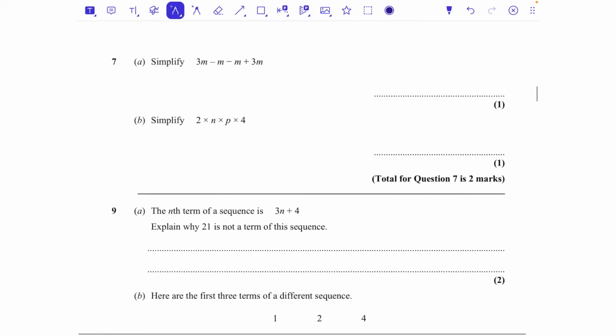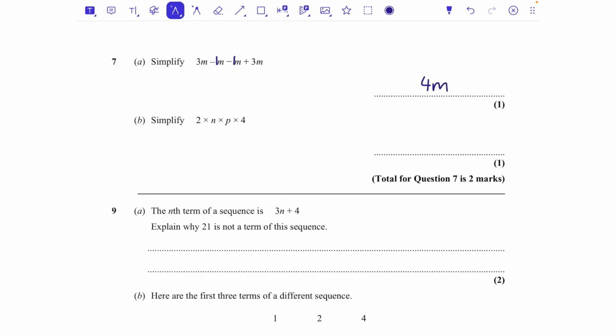Question number 7. Simplify 3m, take away m. Now remember, an m on its own is the same as 1m. Take away another 1m, add 3m. So 3 take away 1 leaves me with 1m, and then I'm adding 3m back on, so 4m is our answer there.